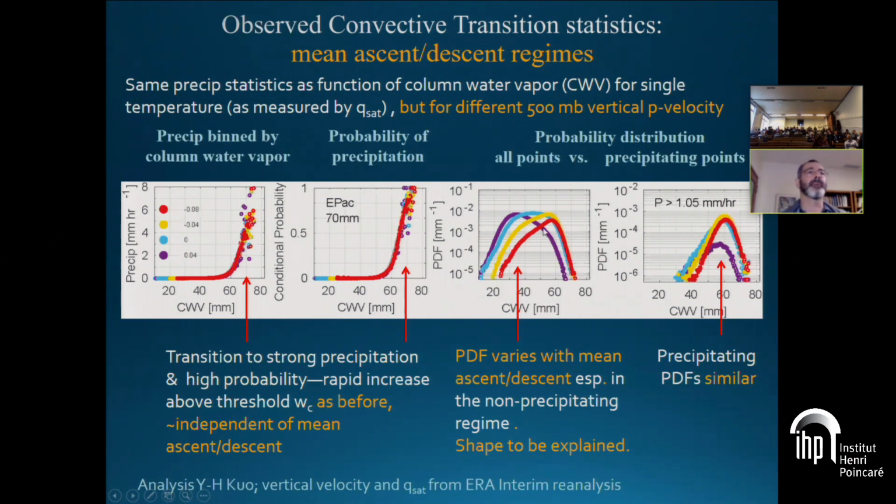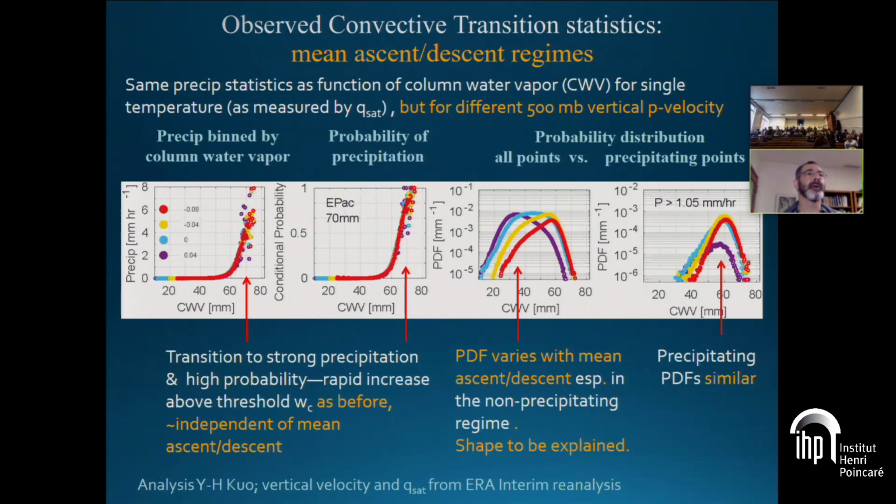Whereas if you're in the ascent regime, low-level moisture convergence, you tend to be more commonly confined towards the onset of precipitation. You spend less time in the dry regime out here. But once you're in the precipitating regime, you tend to have a drop in a similar way in each case, with the large-scale dynamics being less important.